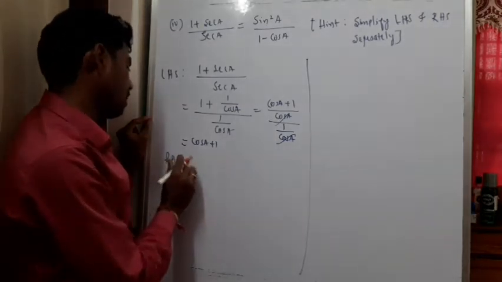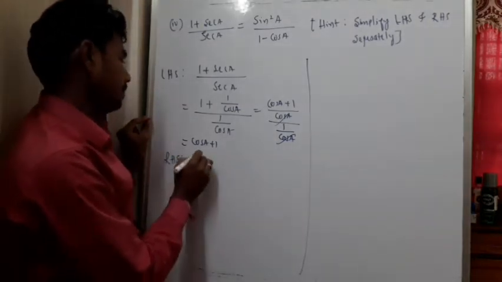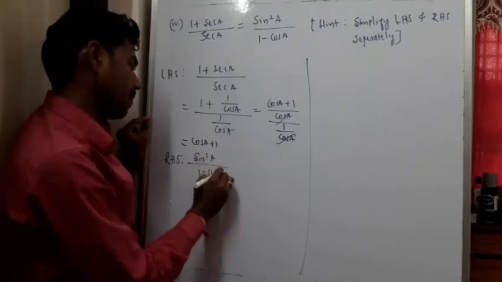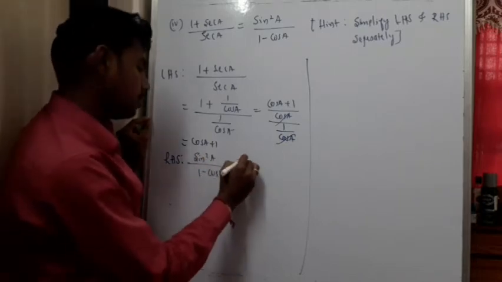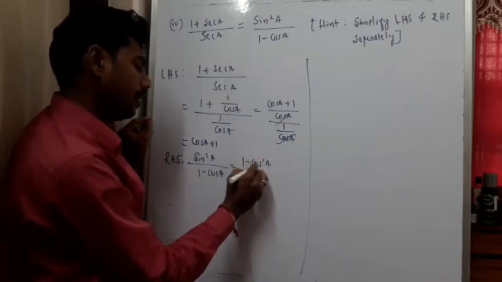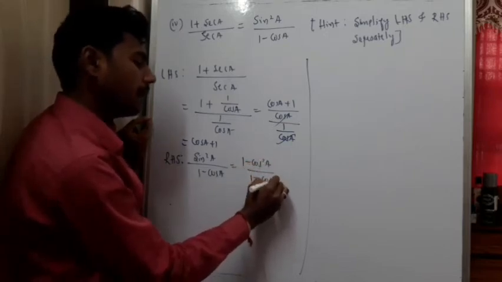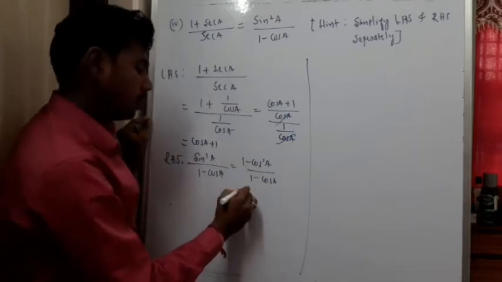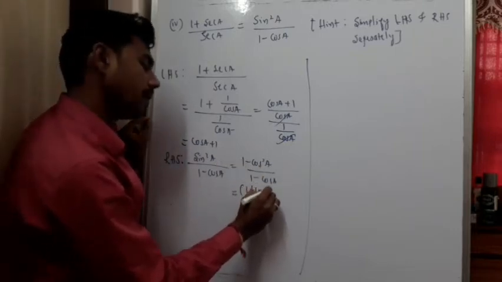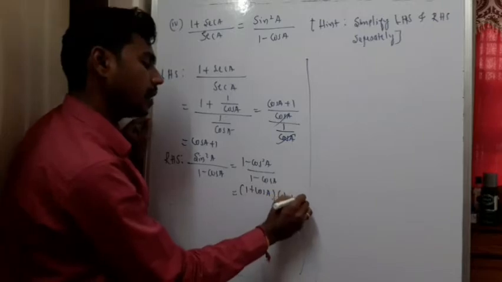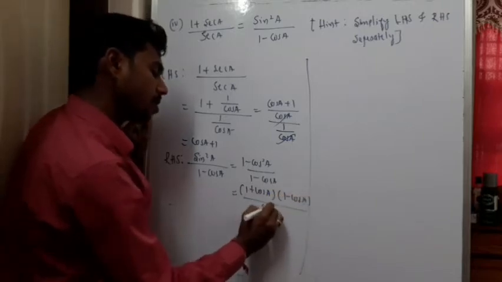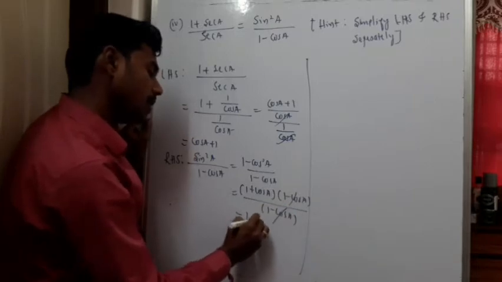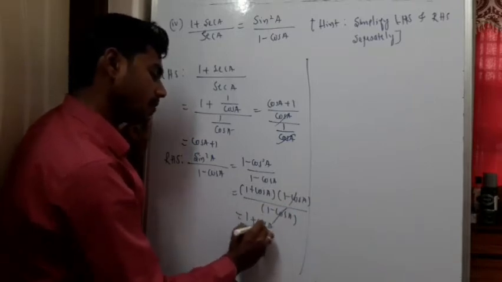RHS. What is there in the RHS? Sin square A divided by 1 minus cos A. Sin square A can be written as 1 minus cos square A divided by 1 minus cos A. 1 minus cos square A can be written as A square minus B square. So 1 plus cos A into 1 minus cos A divided by 1 minus cos A. Fine. This will get cancelled. We will get 1 plus cos A.